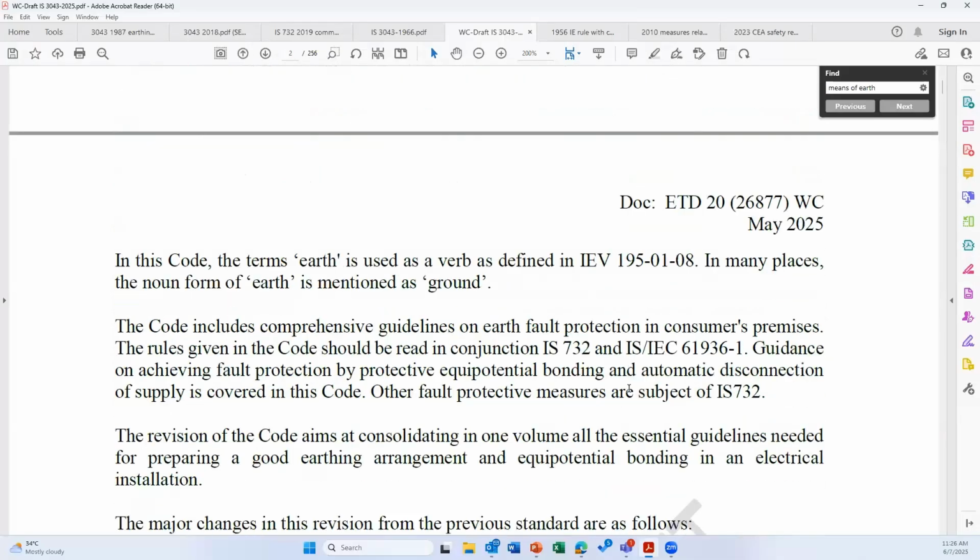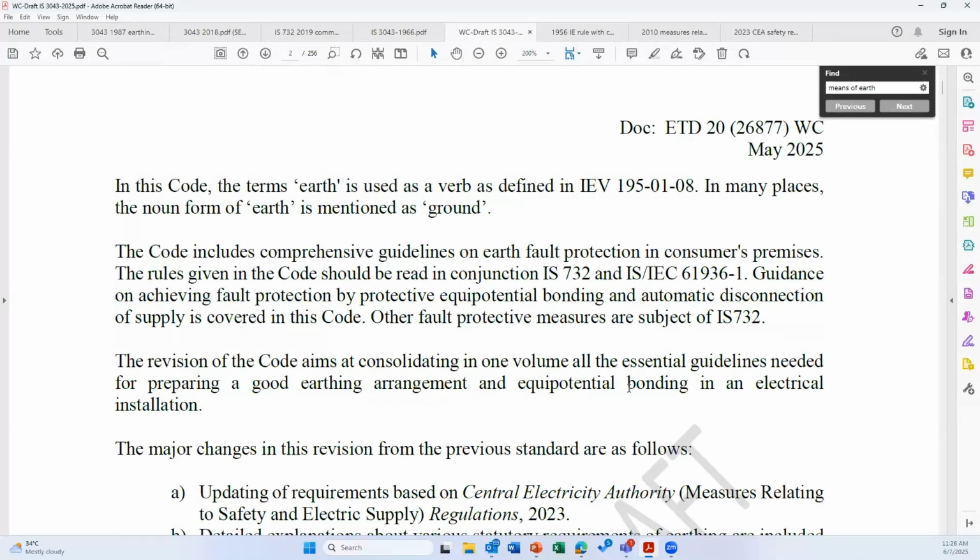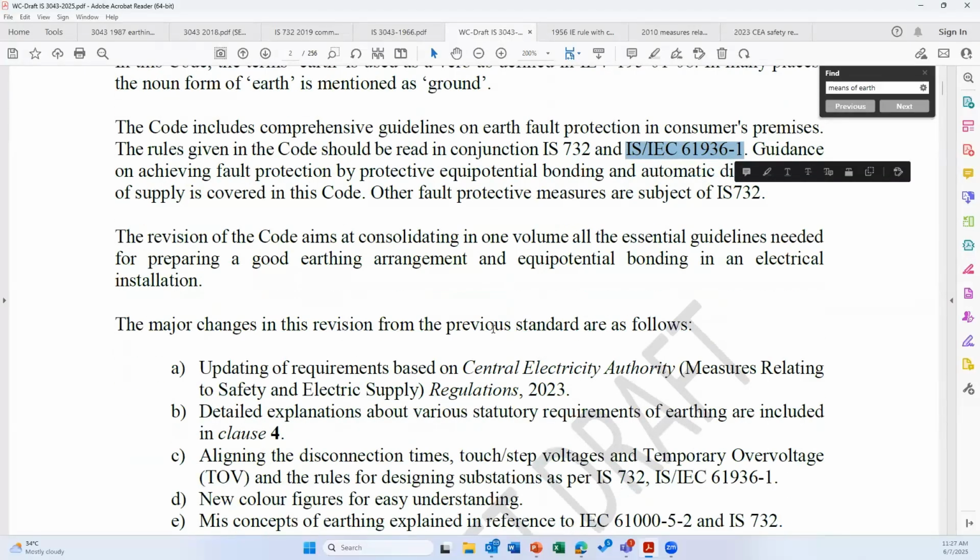So this time, a lot of improvement has been made in IS 3043. As you can see here, the code includes comprehensive guidelines for earth fault protection in consumer premises. The rules given should be read in conjunction with IS 732 and IS IEC 61936. Here, IS 732 is for voltages up to 1000 volt AC, 1500 volt DC, and 61936 is for voltages beyond 1000 volt AC.